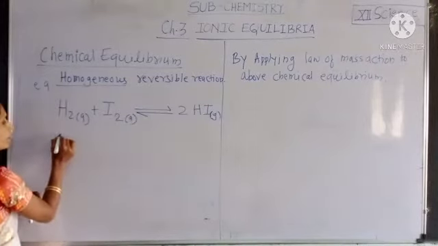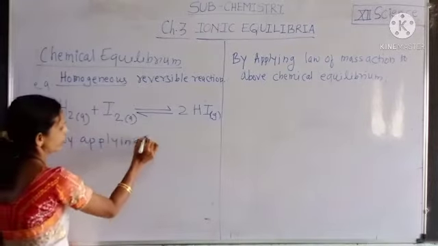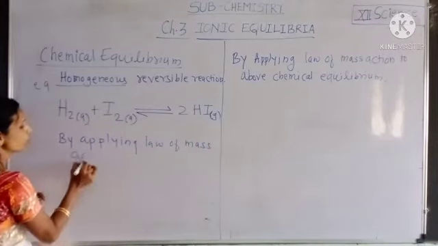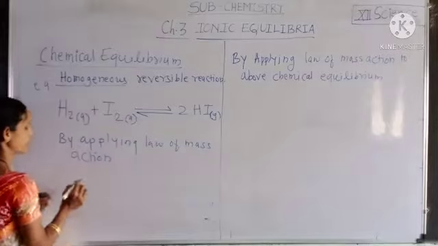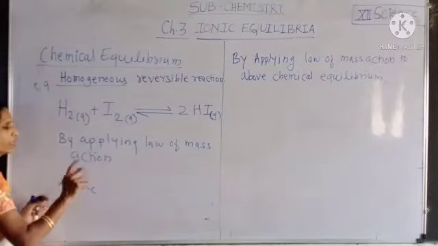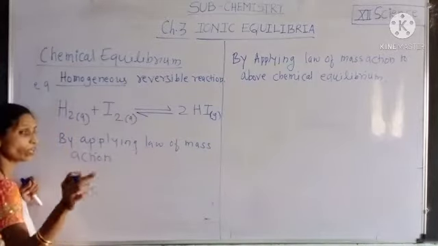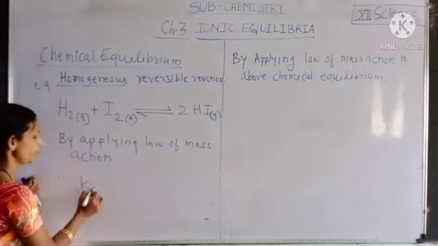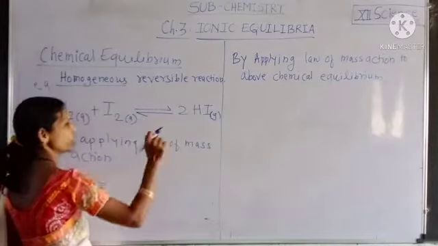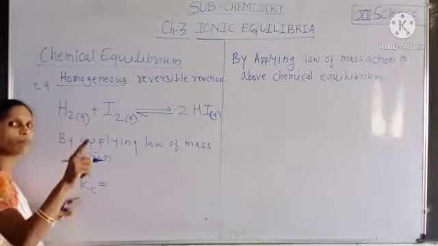That means by applying the law of mass action to the above equation, we can write Kc or Kp. Kc is used when all these substances are in liquid state or in aqueous medium, and Kp is used when all these substances are in gaseous state. Then we can write the Kc and Kp for the same reaction.